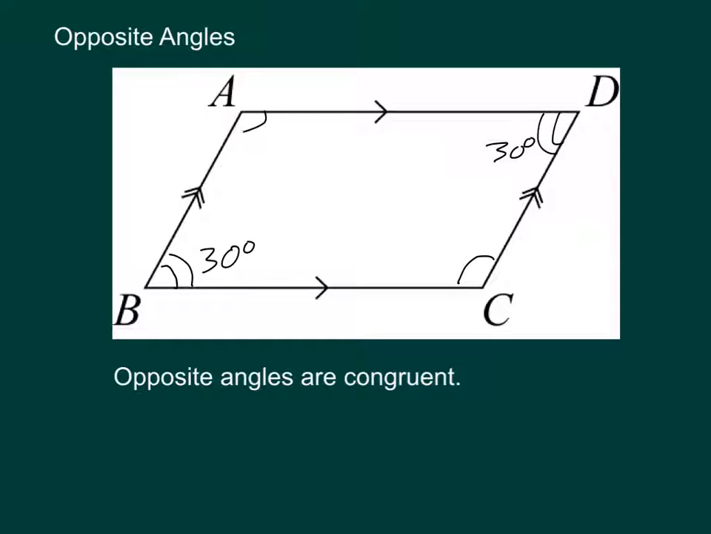C and A are also the same, but not necessarily the same as B and D. So maybe this is 150 degrees. That would mean that C is also 150 degrees. The opposite angles, just like the opposite sides, are going to be congruent. They're going to be the same. So once again, you might see this symbol for congruent, but that's all you need.